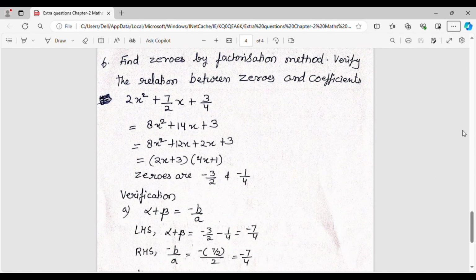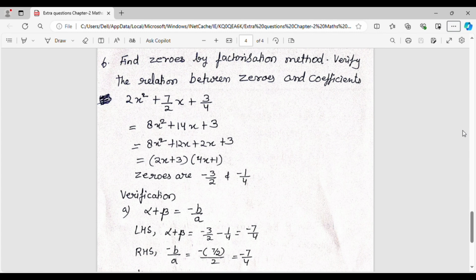Next question, find zeros by factorization method and verify the relation between zeros and coefficients. So the polynomial is 2x square plus 7 upon 2x plus 3 by 4. Here we can see the coefficient of x and constant are in fractions. So first by taking LCM we will bring it to the form ax square plus bx plus c. Then we will use the method of splitting the middle term. In this case, we will need two numbers of which the product is 24 and sum is 14. So the numbers are 12 and 2.